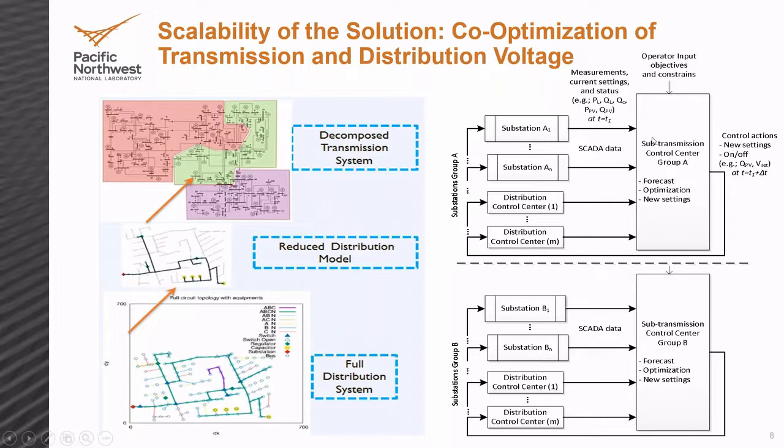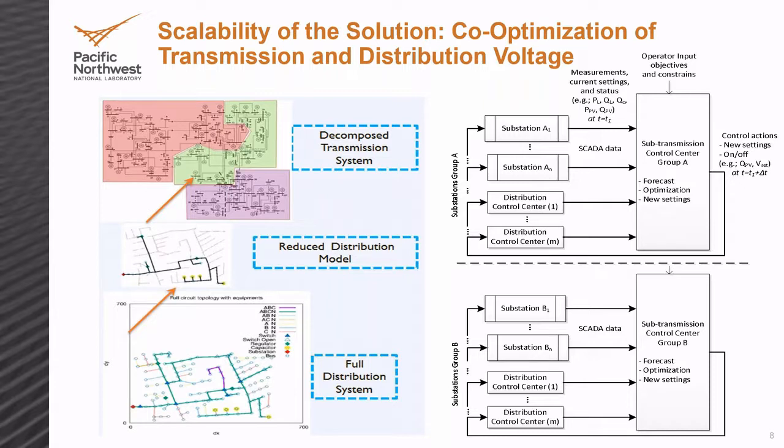Based on this information, we'll determine how much support we need from each of those substations to maintain a nice voltage profile at each of them, and send this control signal back to each of those substations. This would be the first level of optimization at the subtransmission level. Now we have captured the interdependency between different substations, so we no longer need to worry about that.